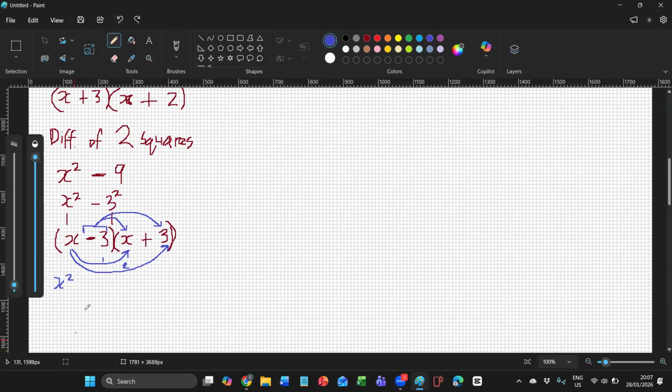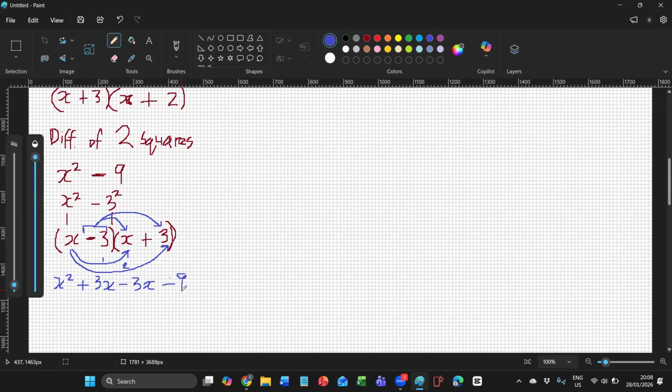Okay, so let's continue. So x times x is x squared. X times plus 3 is plus 3x. That's the second step. Plus 3x. Okay, now we're done with x. Let's go to minus 3. Minus 3 will now do its job and multiply by x, which will be what? Minus 3x. And then finally, minus 3 will multiply plus 3, which will be what? Minus 9. Because negative times positive is negative, right?